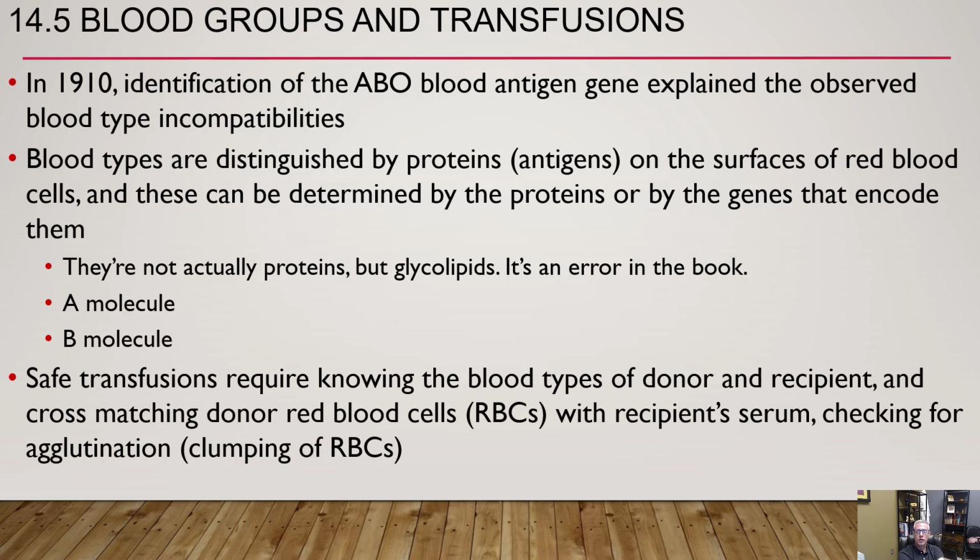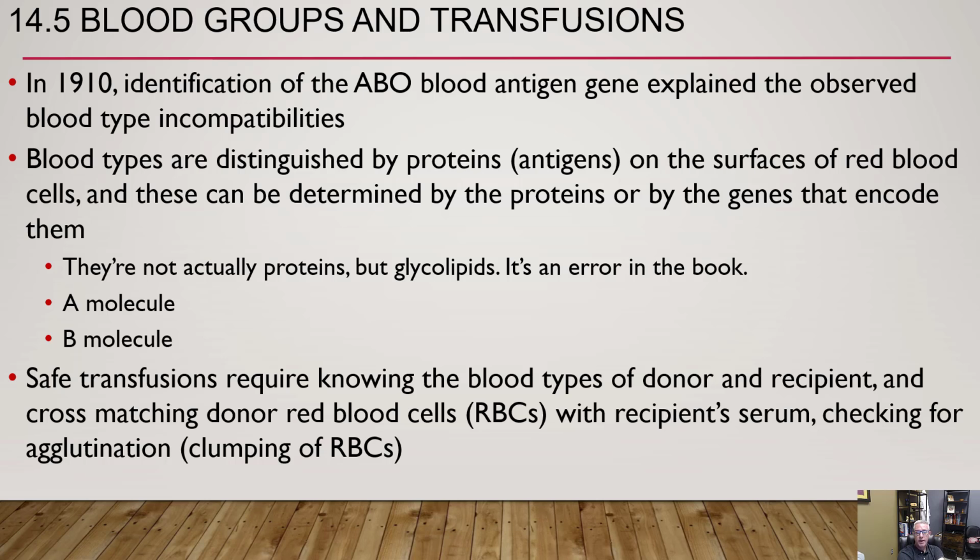When we look at red blood cells, we notice that there are these things called antigens on the surface of red blood cells. All antigens are just proteins. And they're actually not proteins, they're glycolipids. But we'll just say that they're proteins. We'll call them antigens. So they're antigens on the surface of the red blood cell. So you can either have nothing on the red blood cell, or you could have an A antigen, or you can have a B antigen on the red blood cell.